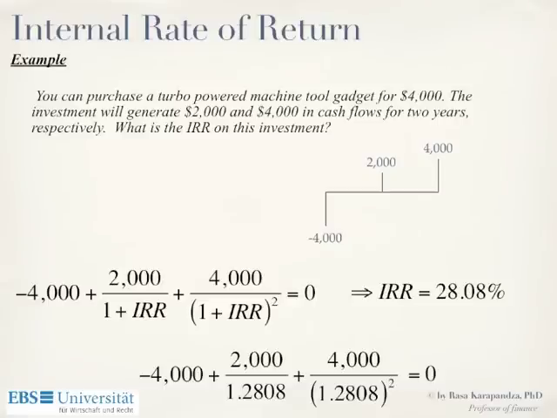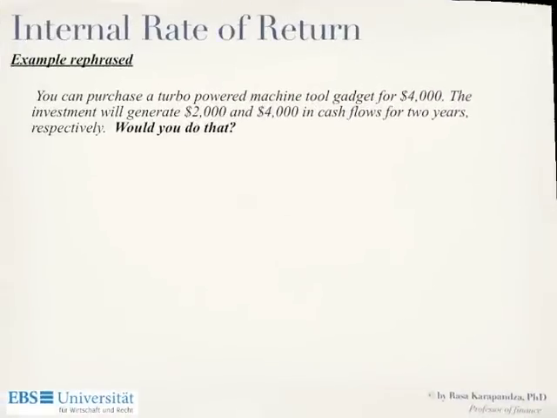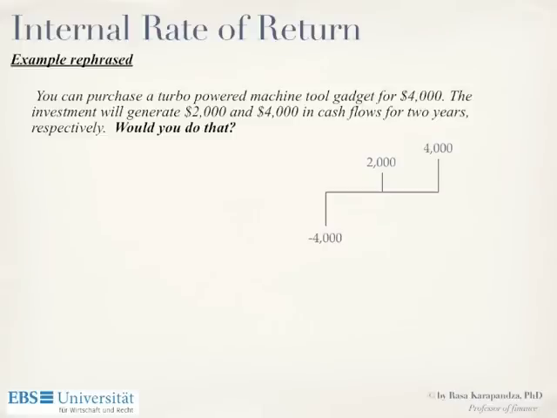So let me try to give you a slightly different interpretation of the same example that will hopefully shed a different light on the concept of the internal rate of return. So, imagine that you have exactly the same problem. You invest 4,000, you get 2,000 and 4,000 back in the next 2 years. But now, I don't ask you what is the internal rate of return, but I ask you, would you do this project? Would you invest this 4,000 in exchange to get 2,000 and 4,000 back later?